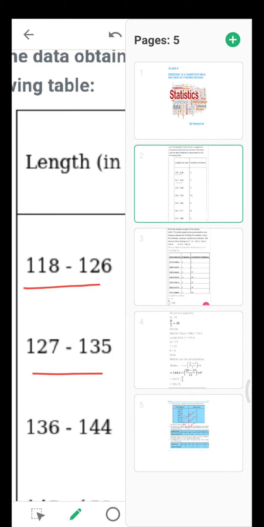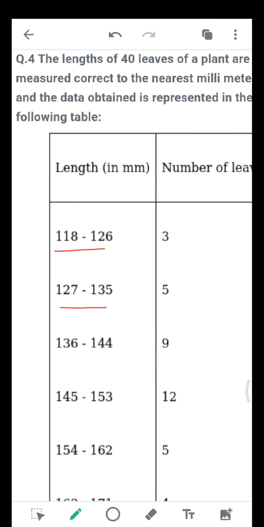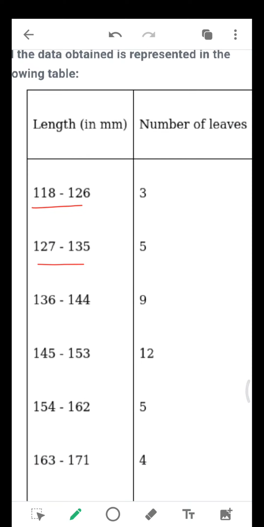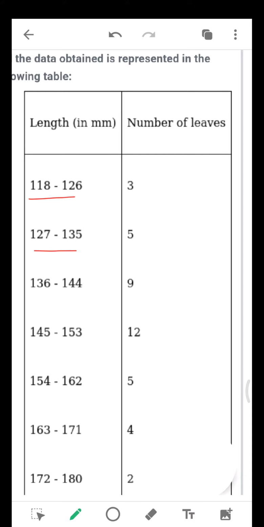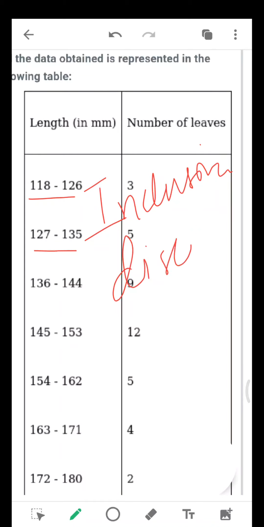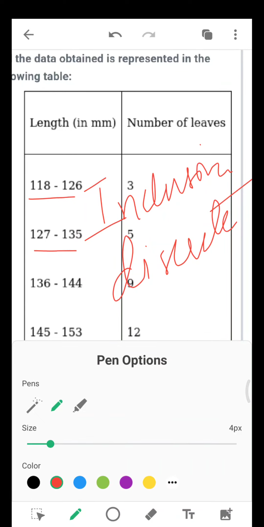Now let's come to our question. Do you think these are continuous here? No, these classes are not continuous. These are discrete classes. These are called inclusive classes, or discrete or discontinuous. There are different names. You can remember it. Inclusive or discrete classes, you can say. So when the classes are not continuous, that is inclusive.